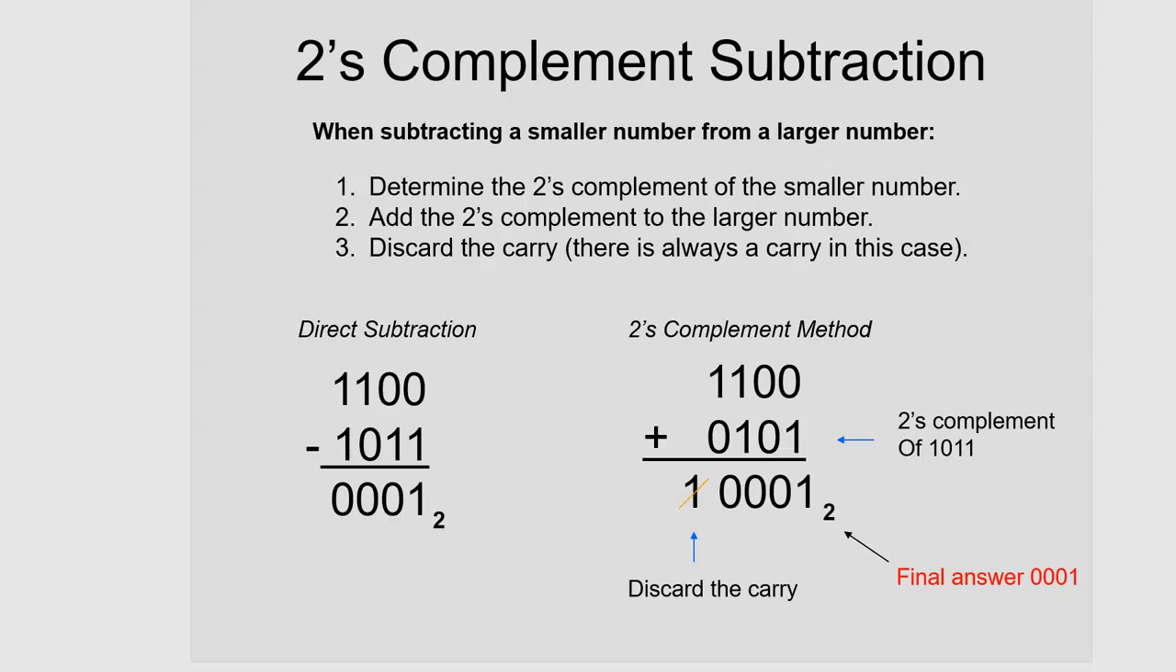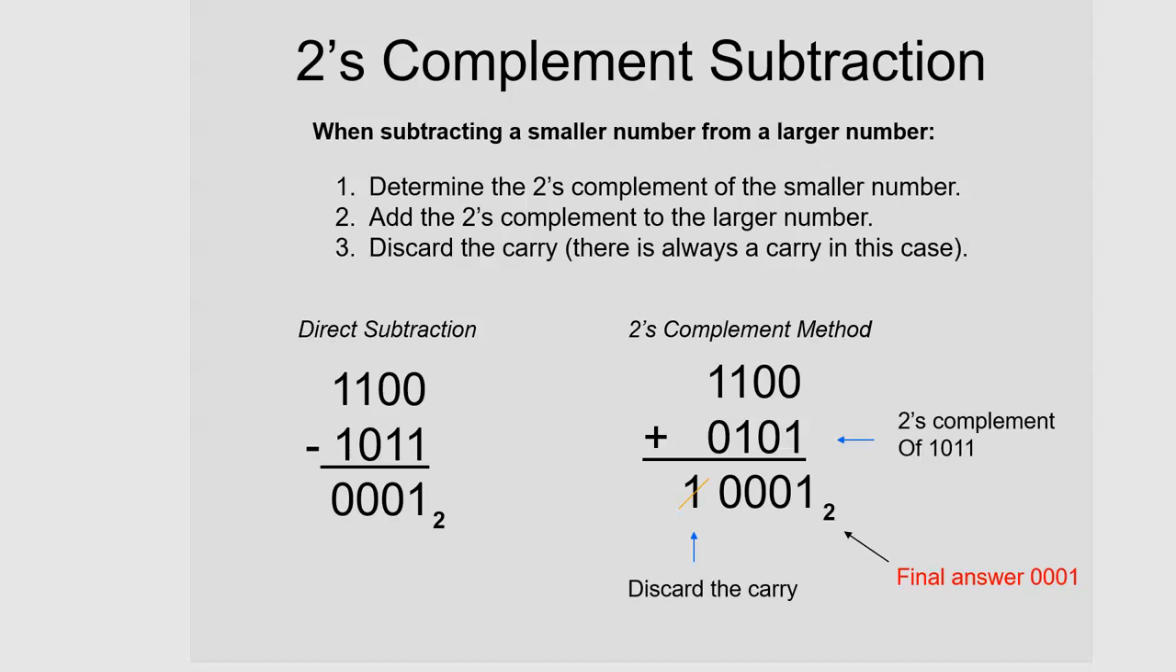Well, that's exactly what we're doing here if you understand that the twos complement of a binary number is just a way to represent that binary number as a negative number. So if I take the twos complement, making the original number negative, and add it to the other number, I'll end up getting the difference between the two.